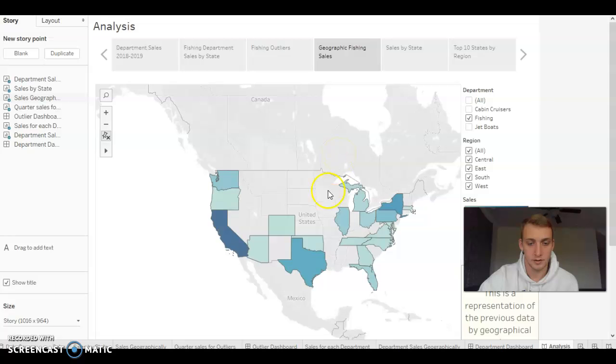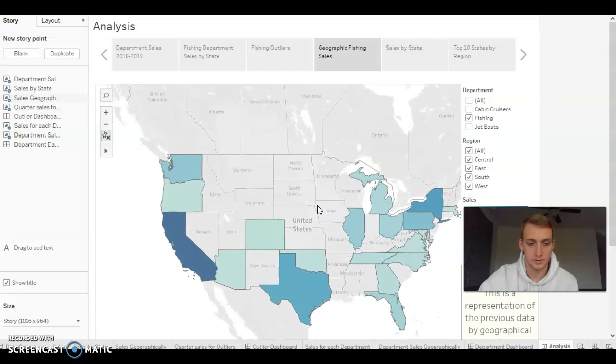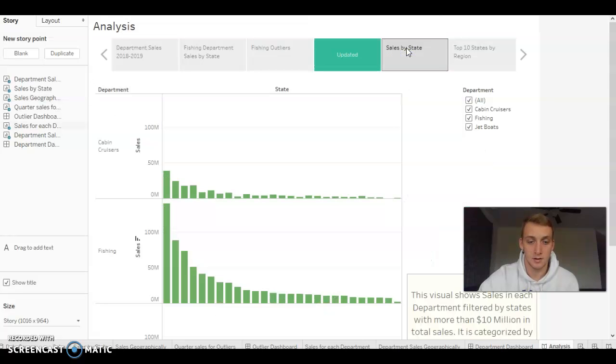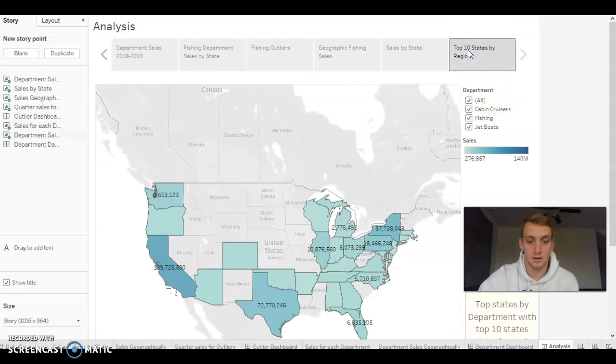And then we come to the geographic fishing sales. We can see which areas sold the best and what can we improve in these other areas that weren't the best, but they were still in the top 10, top 20, and how we can get them up there. And then sales by state, which shows the sales in each department filtered by total sales of 10 million. And then finally, these top 10 states with the runner-ups and what their sales are highlighted.